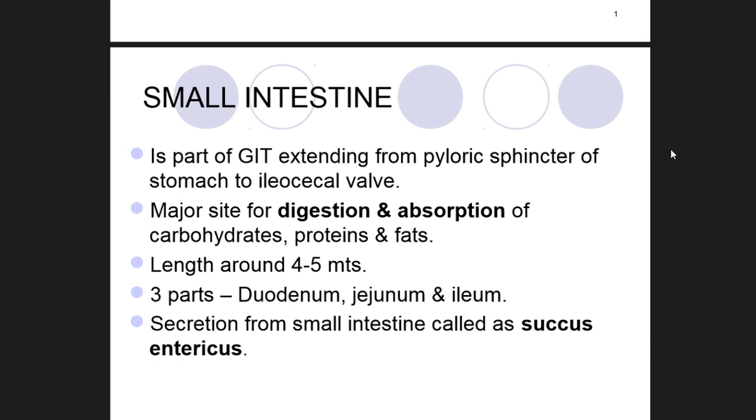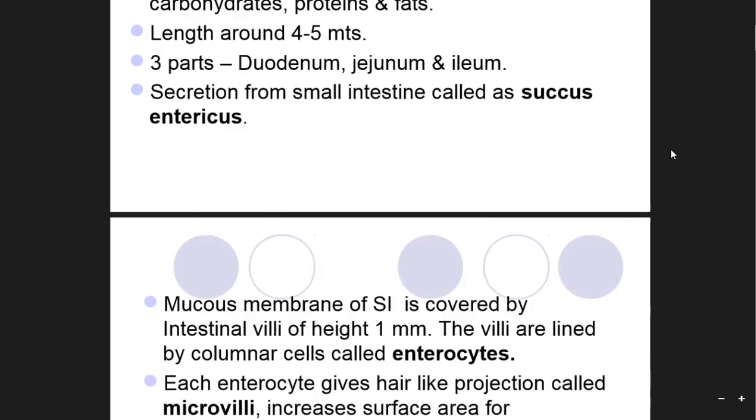So here we have mentioned that the length is around 4 to 5 meters, with 3 parts: duodenum, jejunum and ileum. And all these 3 parts secrete a secretion which is called intestinal juice or succus entericus.